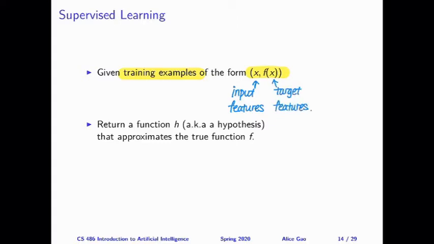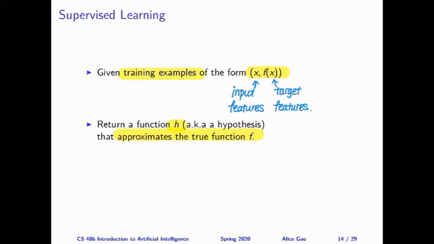So we are assuming that the values of the target features are generated as a function of the input features, where f is the true function that we're trying to discover here. So the goal of supervised learning is to learn a function that we usually call h, also known as a hypothesis, that approximates the true function f. Right, so this is the high-level goal.